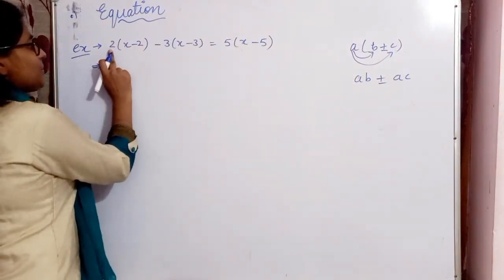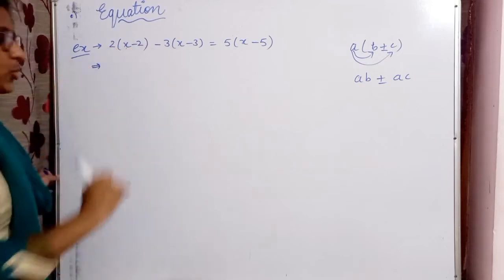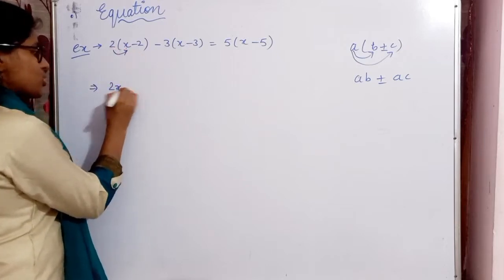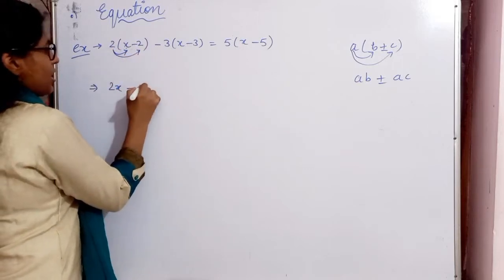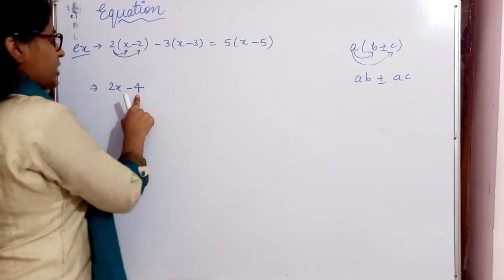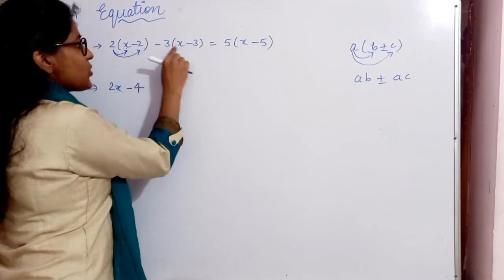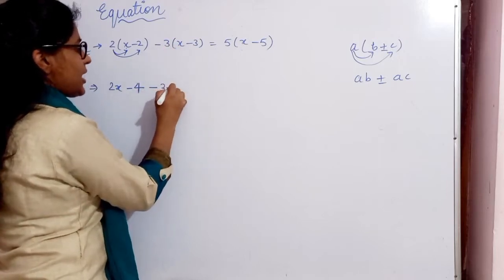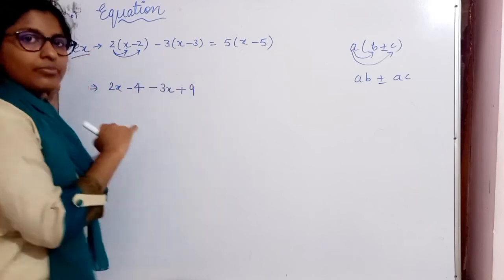How do we open it? Multiply this 2 with this x, and 2 with the minus 2. When you multiply 2 with x, you get 2x. When you multiply 2 with minus 2, minus 4 is your answer, because plus times minus 2 into 2 is minus 4. Next, minus 3 is multiplied with x. Minus 3 multiplied by plus x is minus 3x. Minus times minus is plus, and 3 multiplied by 3 is 9.